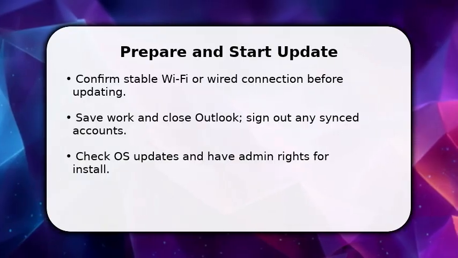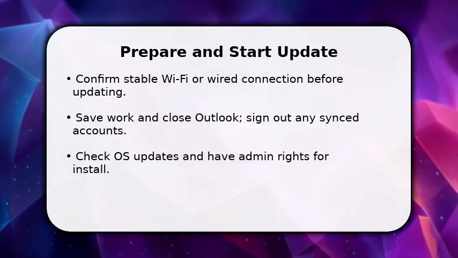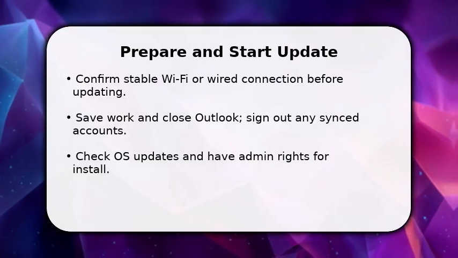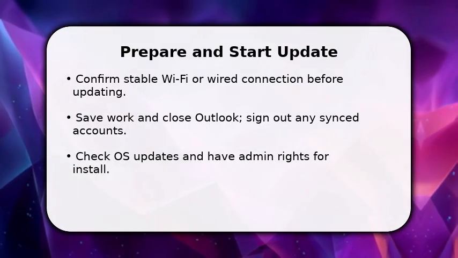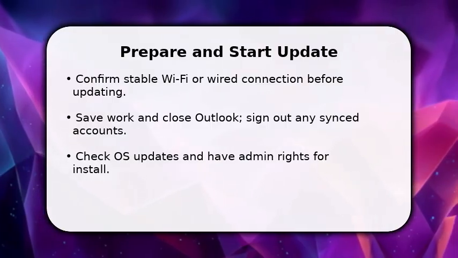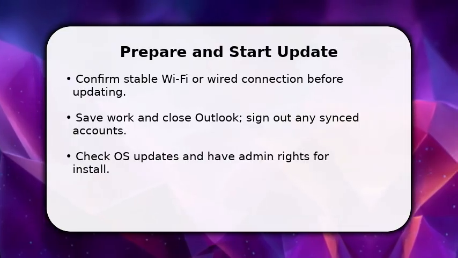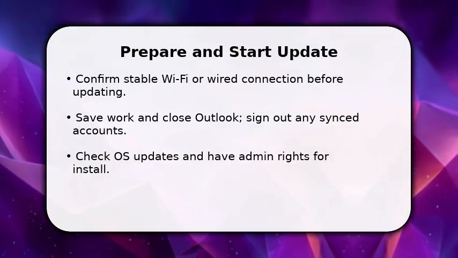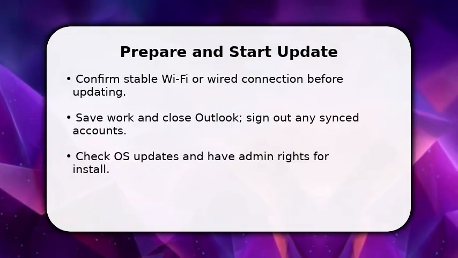You'll begin by confirming a stable internet connection and closing Outlook so files aren't locked. Make sure you've saved work and signed out of secondary profiles. This avoids sync conflicts. If you're on Windows or Mac OS, check for pending OS updates because Office updates sometimes require them. Finally, ensure you have administrator rights or know the admin password. Without that, you can't install updates.